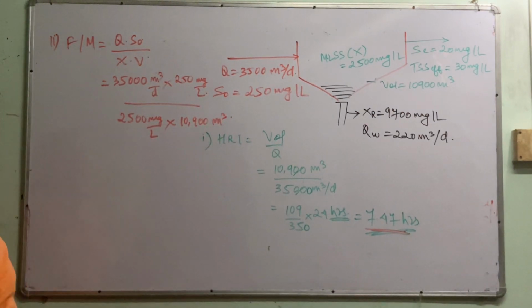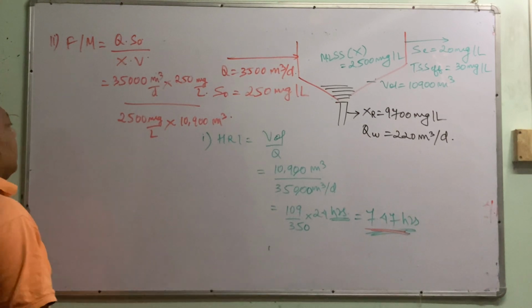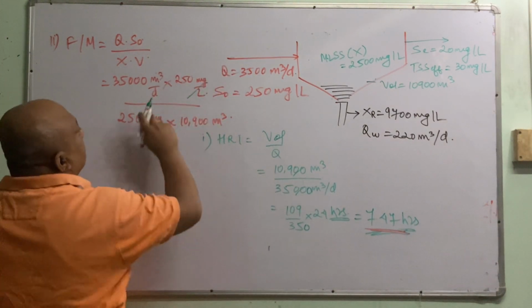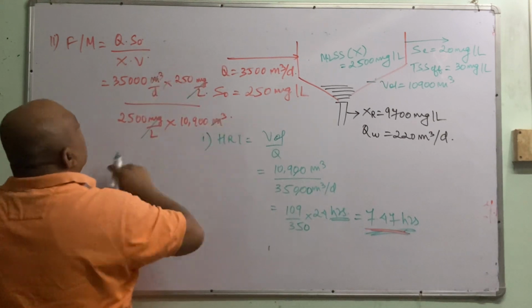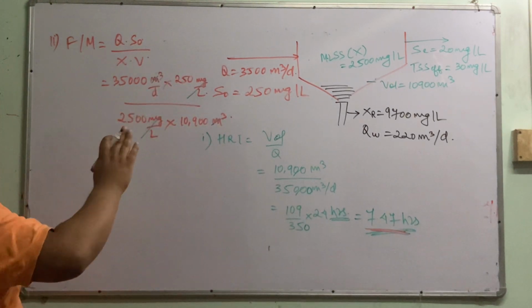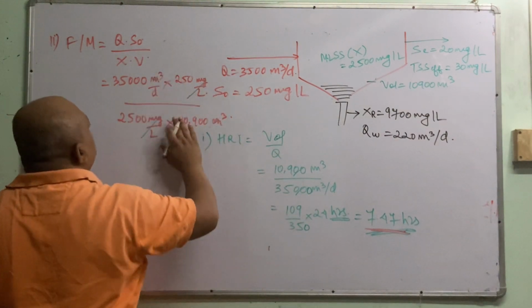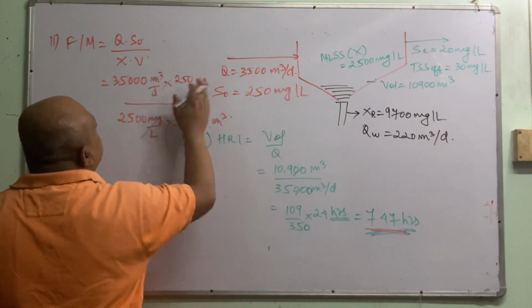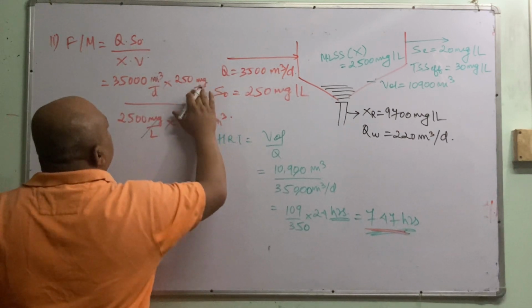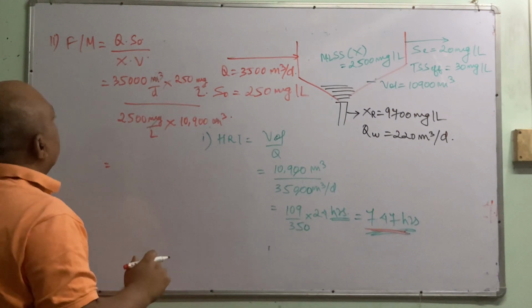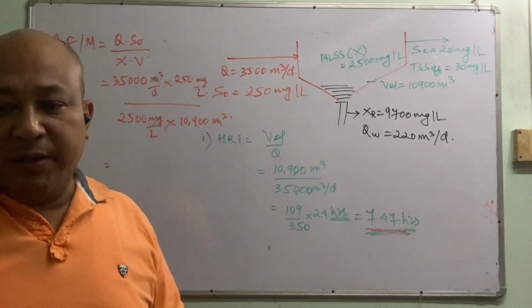Okay. So from here, in another way, this milligram per liter and milligram per liter can be cancelled. Meter cube and meter cube can be cancelled. So whatever you obtain, it will be, oh no, don't cancel it, don't cancel it. Let it be, because we want to find it in terms of kg per day, right? Let it be. So let's see the value. 35,000 into 250.